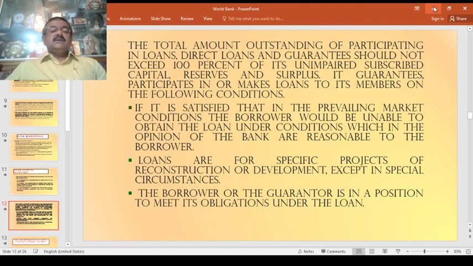It guarantees, participates in or makes loans to its members on the following conditions. If it is satisfied that in the prevailing market conditions the borrower would be unable to obtain the loan under conditions which in the opinion of the bank are reasonable to the borrower. Loans are for specific projects of reconstruction or development except in special circumstances. The borrower or the guarantor is in a position to meet its obligation under the loan.